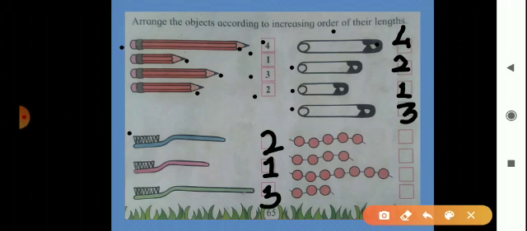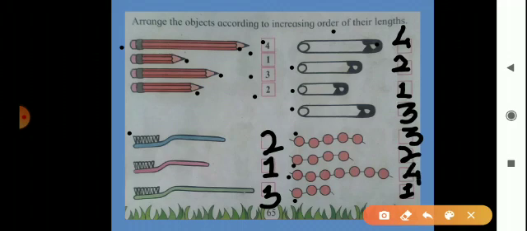Okay. Now here are some beads. String of beads. So first string has 5 beads. Then second has 4 beads. Third one has 7 beads. And the last has 3 beads. Means which string has 3 beads? So give number 1. Then the second one has 4 beads. So write 2. And the first one has only 5 beads. So write 3. And the third one has 7 beads. So write here 4. Okay.